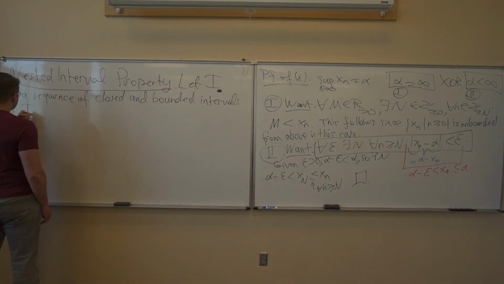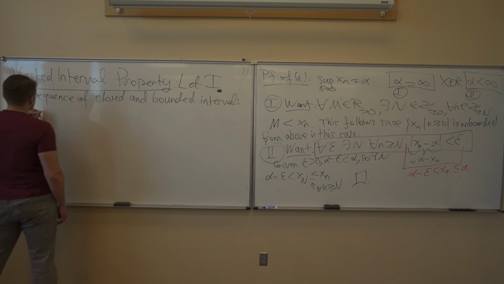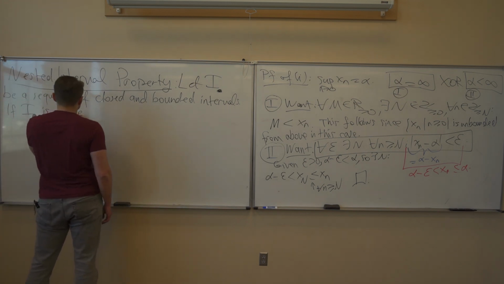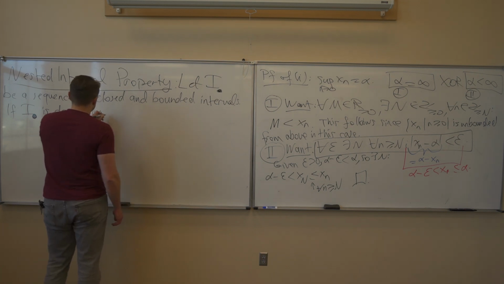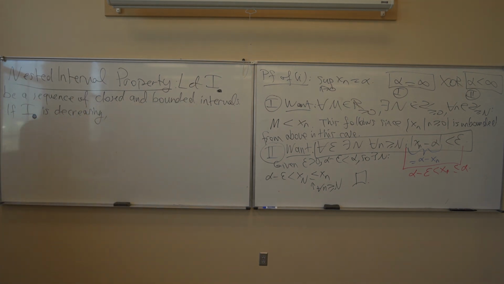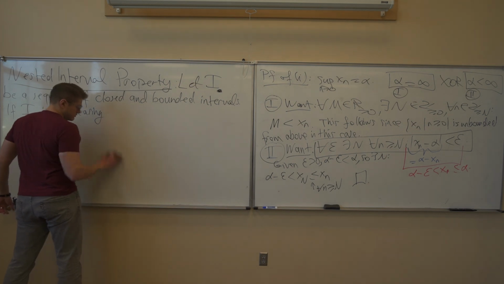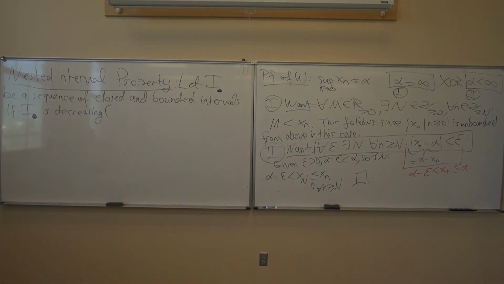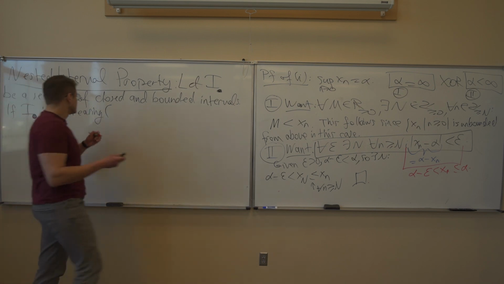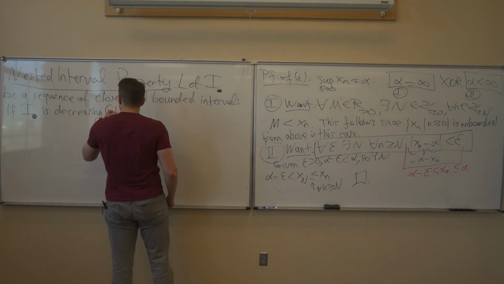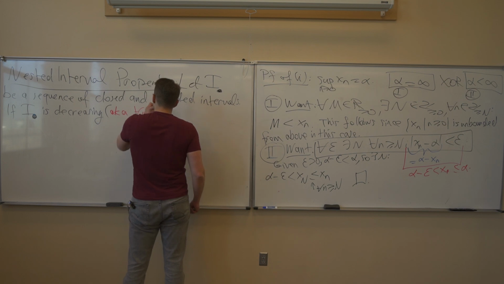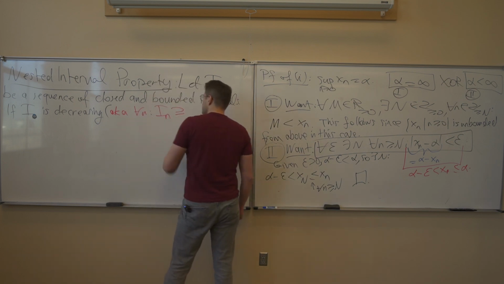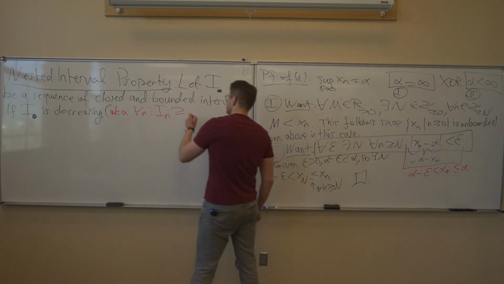If I sub n is decreasing, maybe I should say something about it. Now, decreasing refers to some ordering. One of them is smaller than the other one. And how do you say one set is smaller than the other one? Well, if it is included in it. So, aka, for any n, I sub n includes as a subset I sub n plus 1.